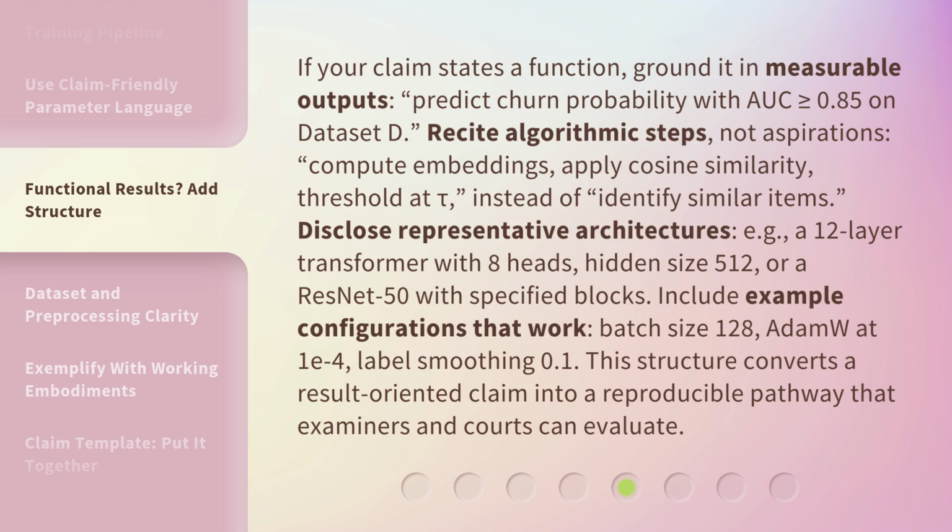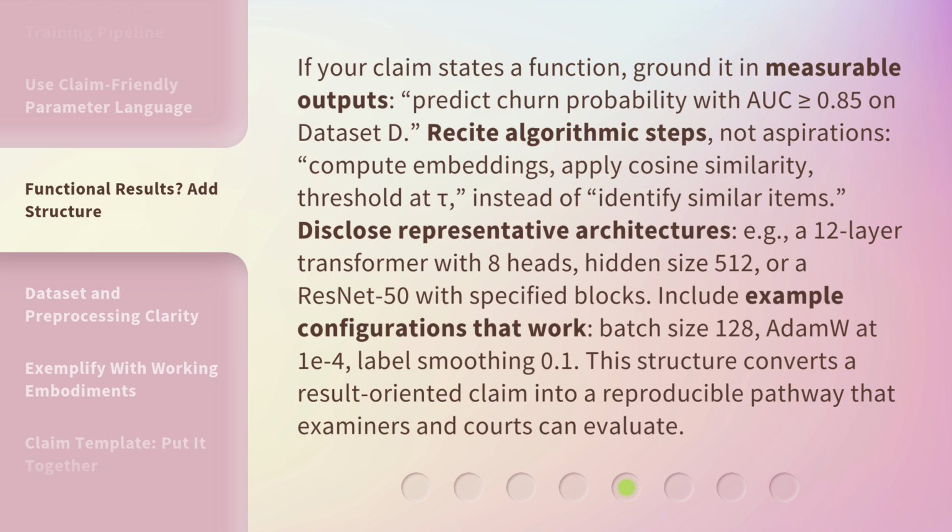If your claim states a function, ground it in measurable outputs. Predict churn probability with AUC greater than or equal to 0.85 on dataset D. Recite algorithmic steps, not aspirations. Compute embeddings, apply cosine similarity, threshold at tau, instead of "identify similar items."